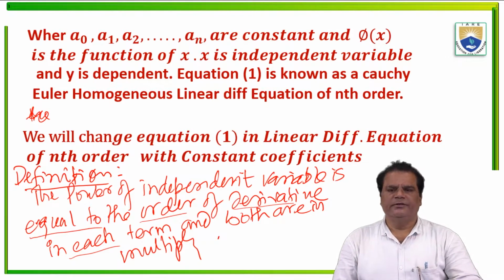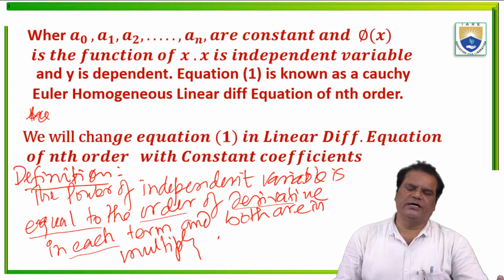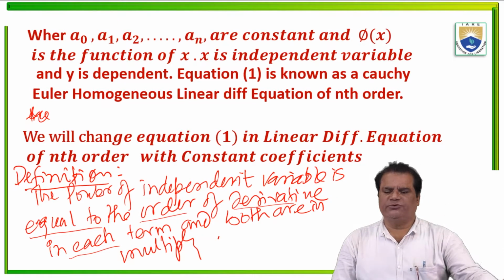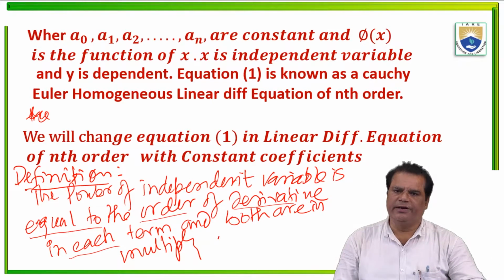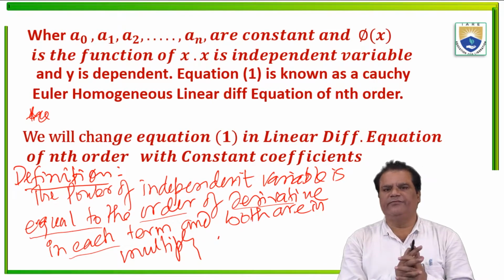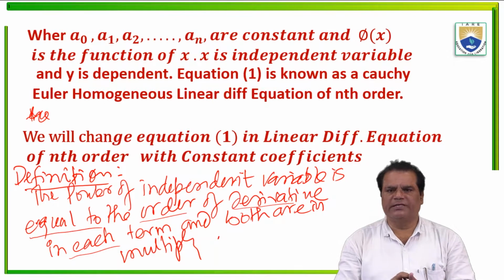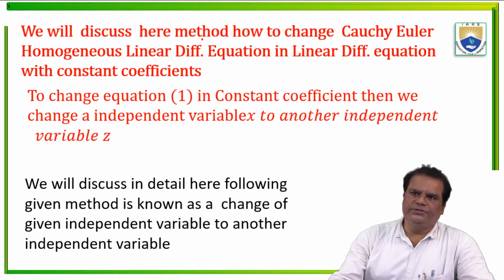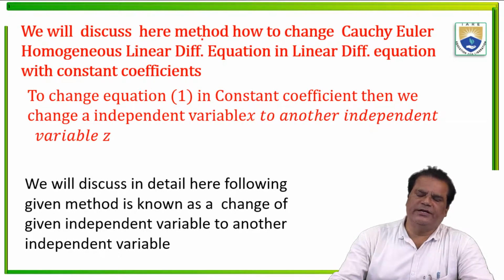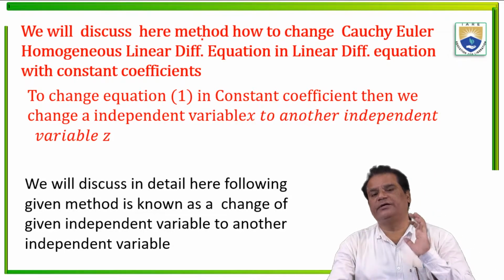We will change equation 1 into a linear differential equation of nth order with constant coefficients. Then this equation converts into the last equation, which we have already discussed in detail. The homogeneous linear differential equation is changed into a linear differential equation with constant coefficients. We will discuss the method of how to change a Cauchy Euler homogeneous linear differential equation into a linear differential equation with constant coefficients.